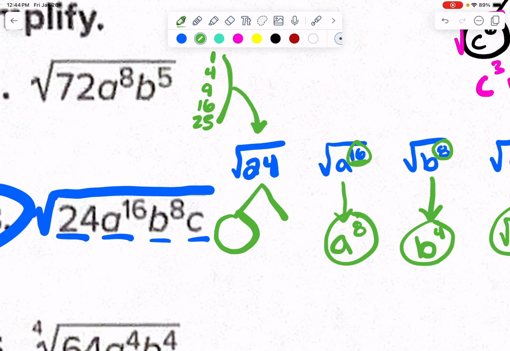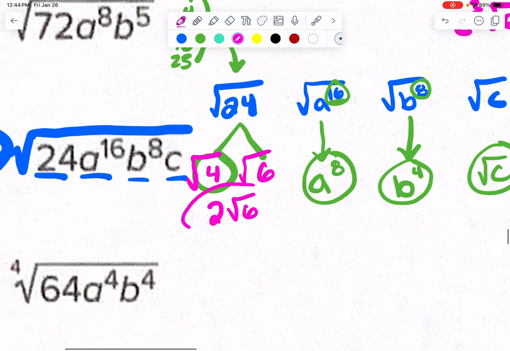And I think the only thing that works is 4 and 6, okay? The square root of 4 comes out to be 2, and the square root of 6 doesn't come out, so I just leave him underneath, and that's what 24 will look like. So I'm going to circle him.